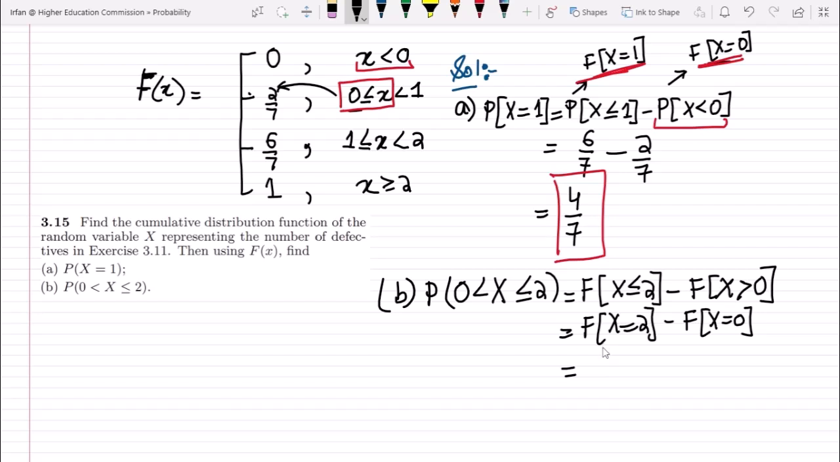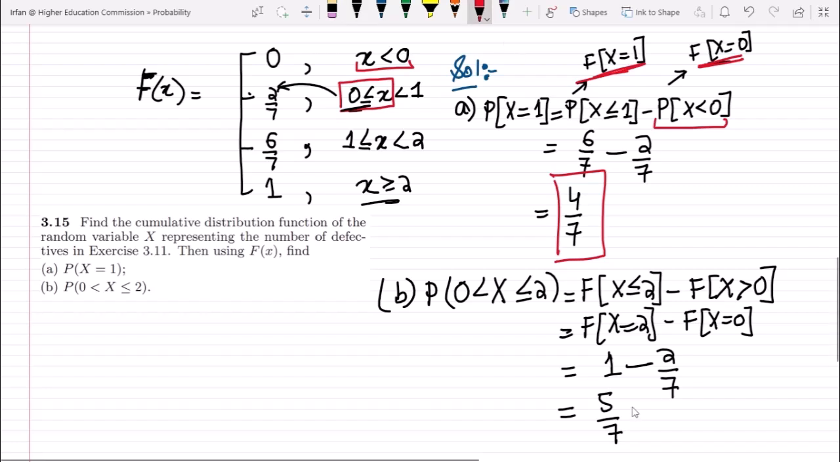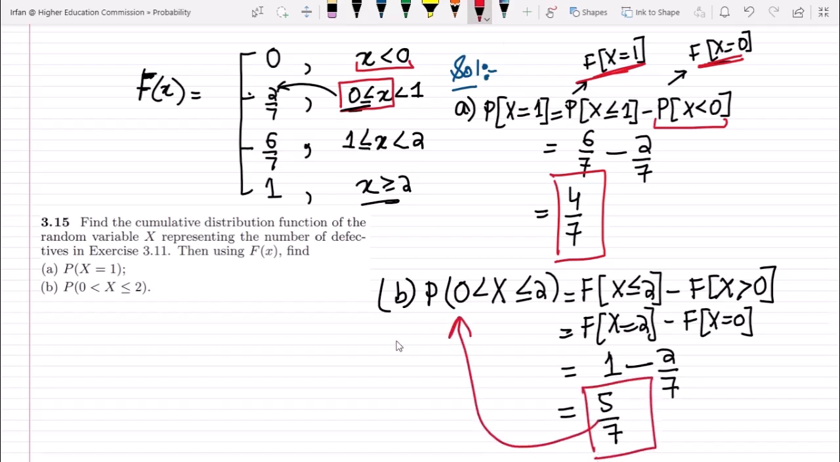Now, writing them down, it is very clear that in this region it is 2 by 7, and in this region, which is the equal region of 2, it is 1. So I have to write 1 here, and in this region I have 2 by 7. Calculating it, I will get 5 by 7, which is basically the solution of part B.